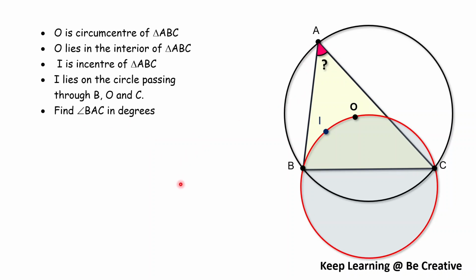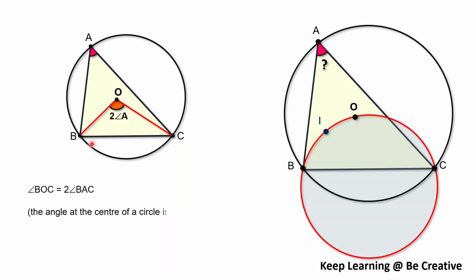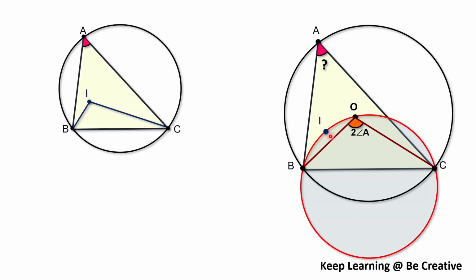Now let's understand how to solve this interesting problem. Before moving to the solution, you should remember that if we have a triangle ABC and O is the circumcenter of this triangle, then angle BOC comes out to be 2 times angle A. As we know, the angle subtended by a chord or an arc at the center is double the angle subtended by the same chord at the remaining part of the circumference. Now if we consider this in our diagram, then this will be angle BOC, which will be 2 times angle A.